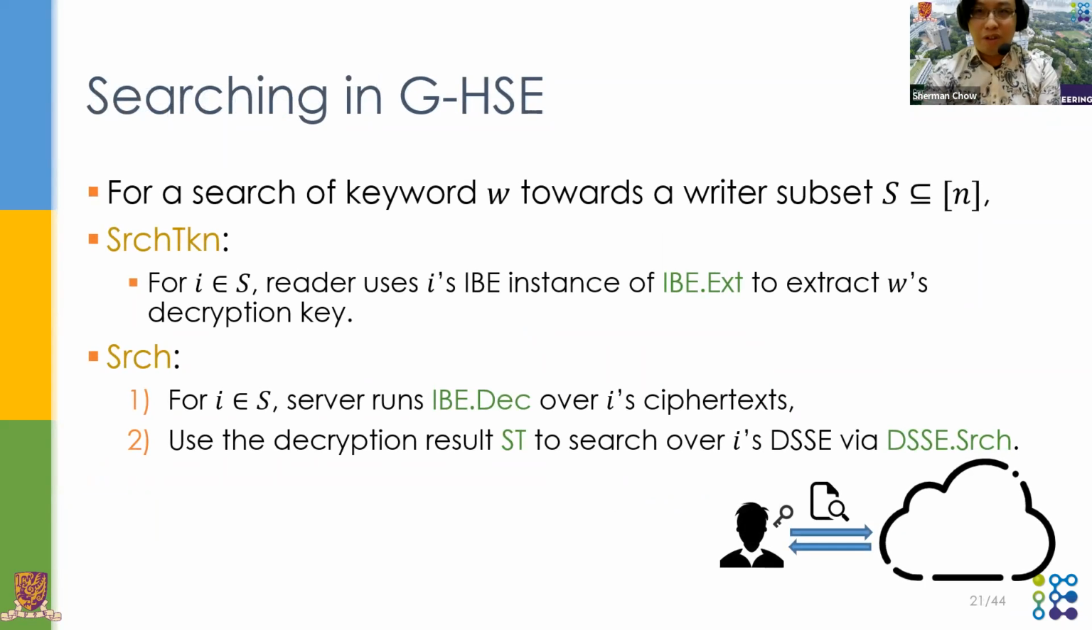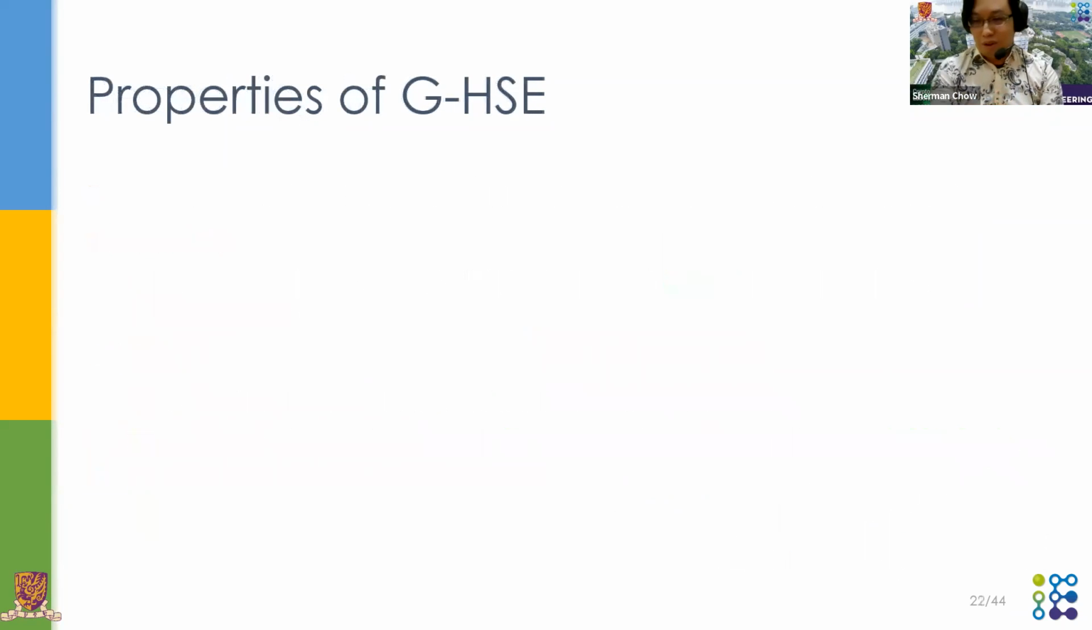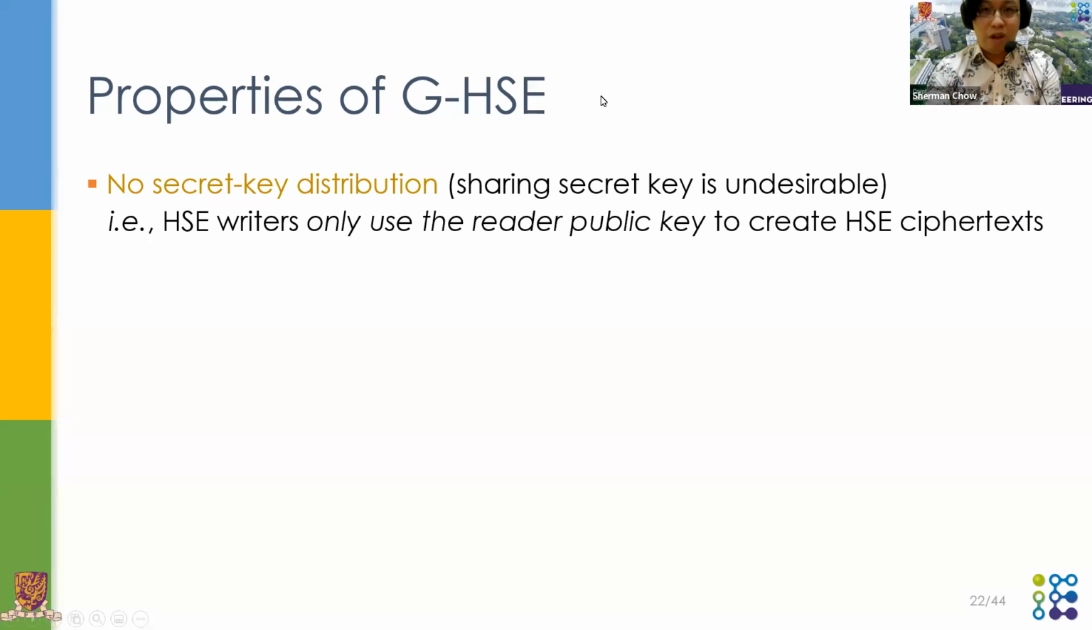So if there are no further questions, I will try to discuss the properties of this generic scheme. Of course, we will try to do something better. That is why in this slide we talk about why this is not ideal. Firstly, we can almost achieve what we have for PKSE. At least there is no secret key distribution, because sharing a secret key is not desirable here. The writer only needs to use the reader's public key to create an HSE ciphertext.